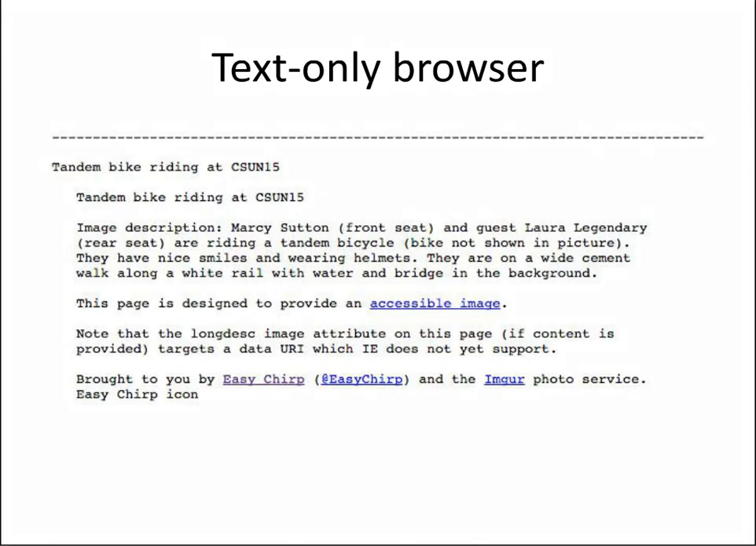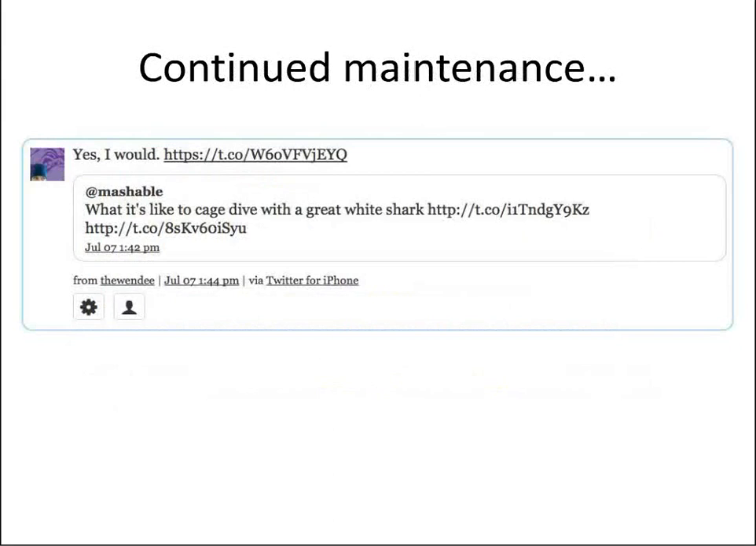Not only does this show you how a text-only browser would render this tweet, but also how screen readers would. They would read, tandem bike riding at CSUN, that's actually the heading, and then the same text again is the alt text for the image, and then there's the long description for the image as well. So that's a great feature of EasyChirp. I do wish it was used a little more, so feel free to try it out.